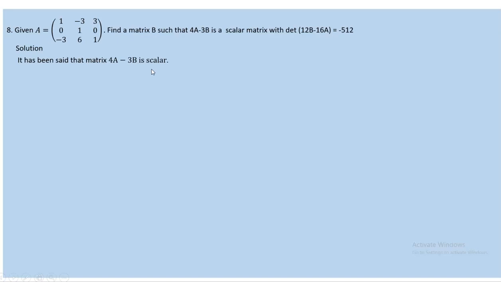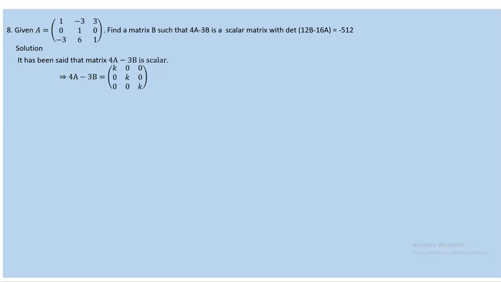It has been said that here the matrix 4A minus 3B is a scalar. You know, students, that a scalar matrix is a square matrix having identical diagonal entries, right? So let's assume that 4A minus 3B is denoted by this one. I just have used this 3 by 3 scalar matrix. The reason why I'm using 3 by 3 here is because my matrix A is a 3 by 3 matrix. So look, 4 times A is again a matrix of size 3 by 3.